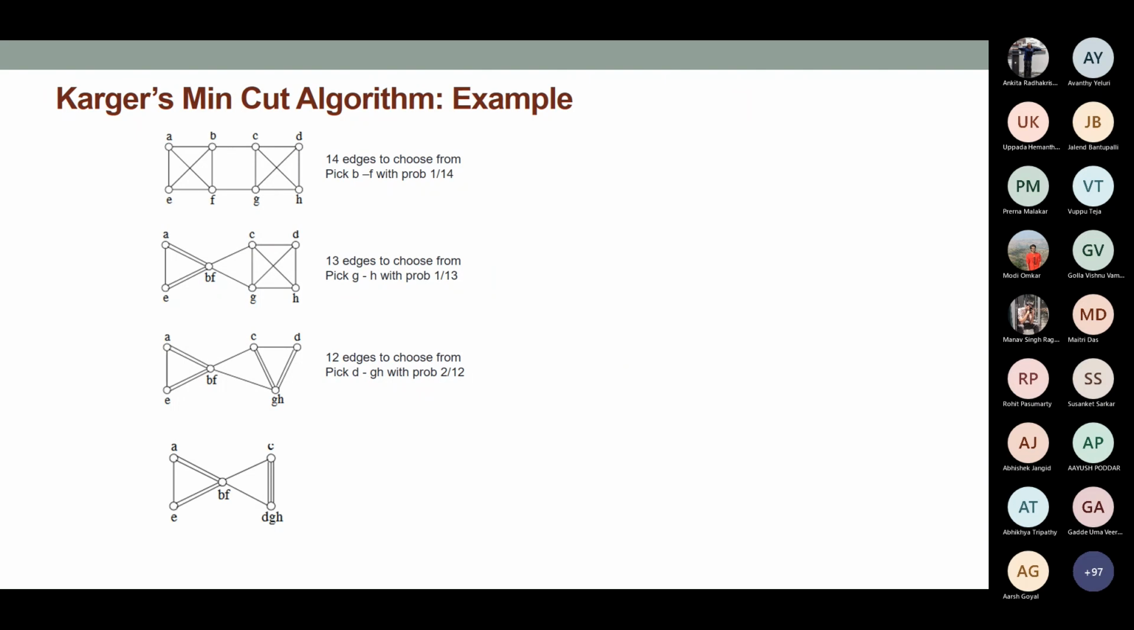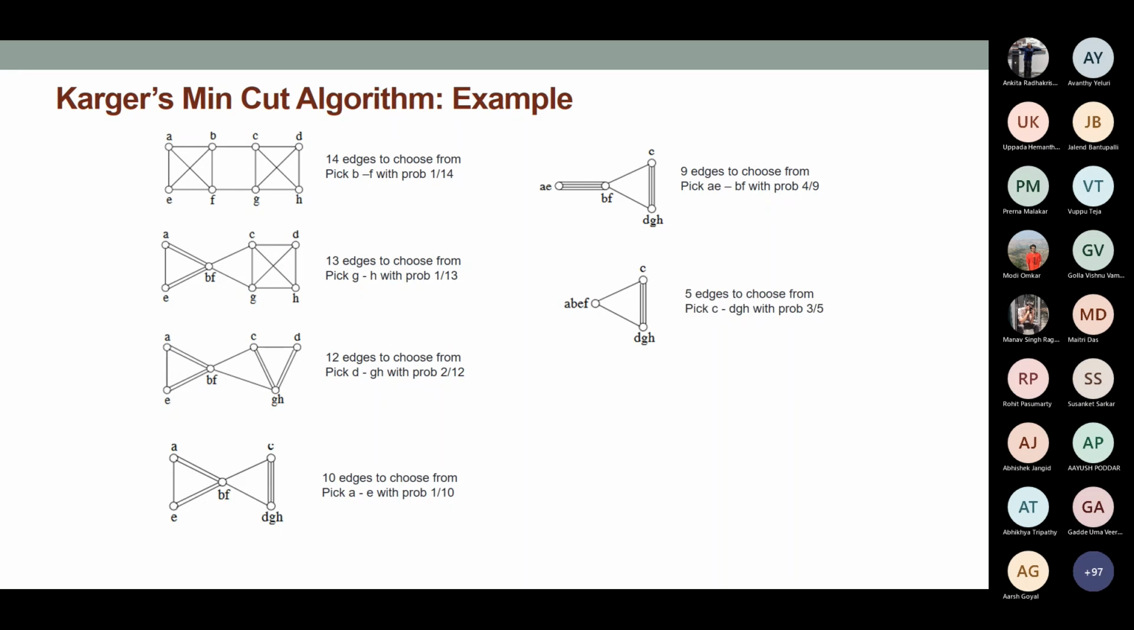Now again, I repeat the step of selection of the edge followed by contraction. So if I choose this edge AE, of course with probability 1 by 10, and then I contract, this is what is going to happen. Then again I have the same thing. Say I choose AE and BF with probability 4 by 9. You're going to get this kind of stuff. Finally, I can choose, for example, CDGH with probability 3 by 5, and I'm going to get this kind of thing. So that's the end point of my algorithm.